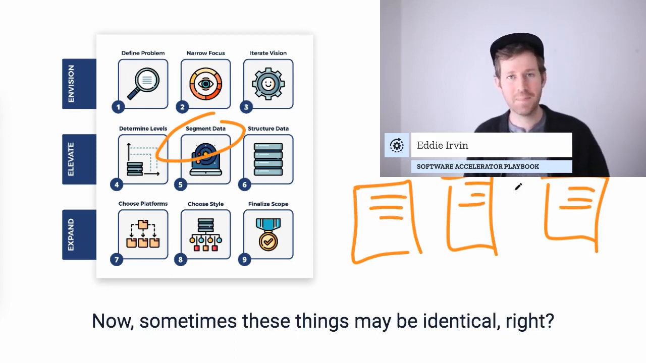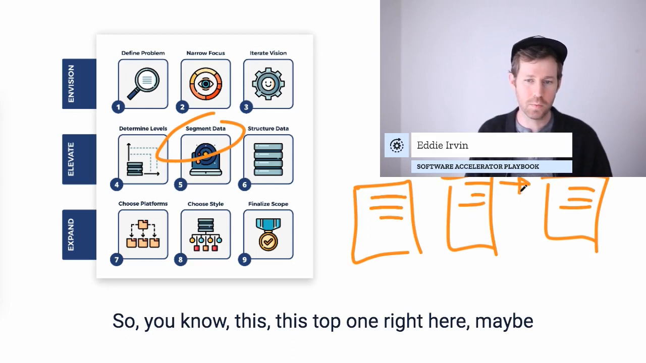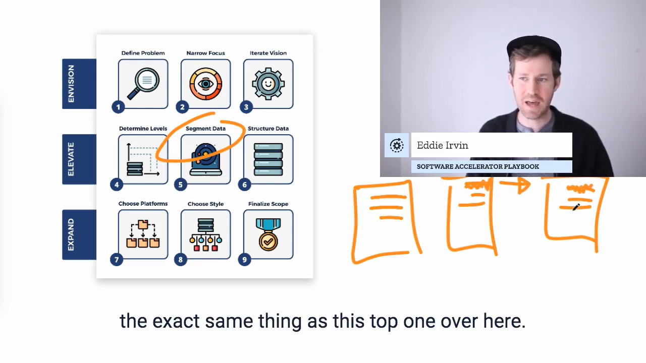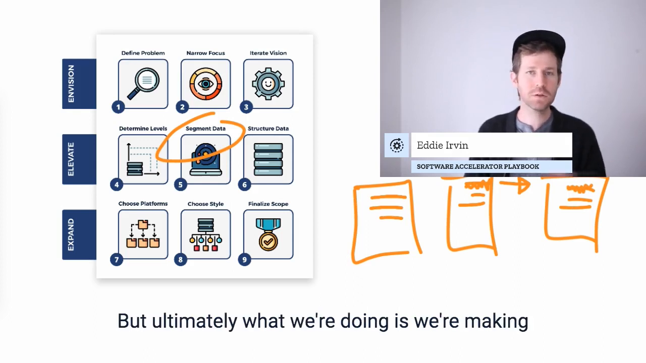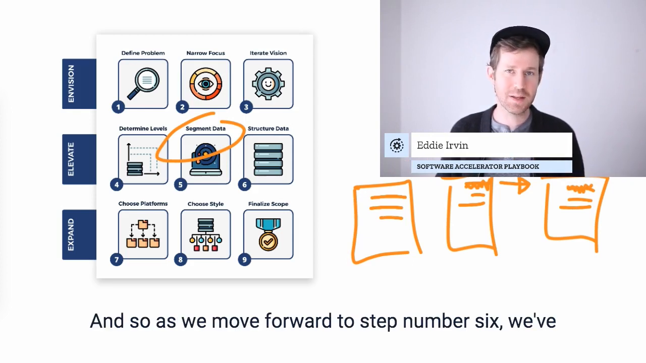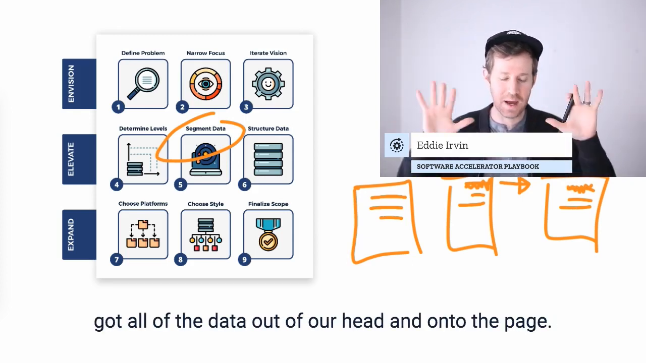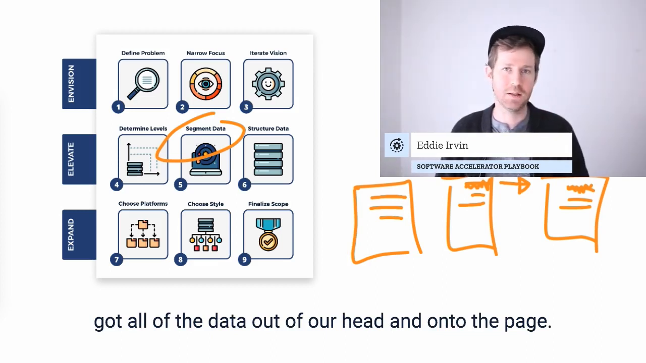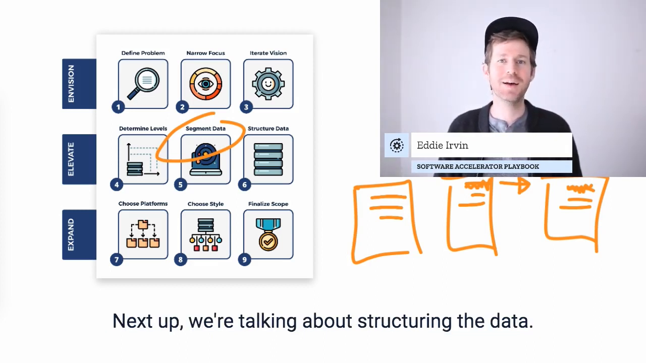Now sometimes these things may be identical, right? So this top one right here may be the exact same thing as this top one over here. But ultimately what we're doing is we're making sure that everything is where it needs to be. And so as we move forward to step number 6, we've got all of the data out of our head and onto the page. Next up, we're talking about structuring the data.